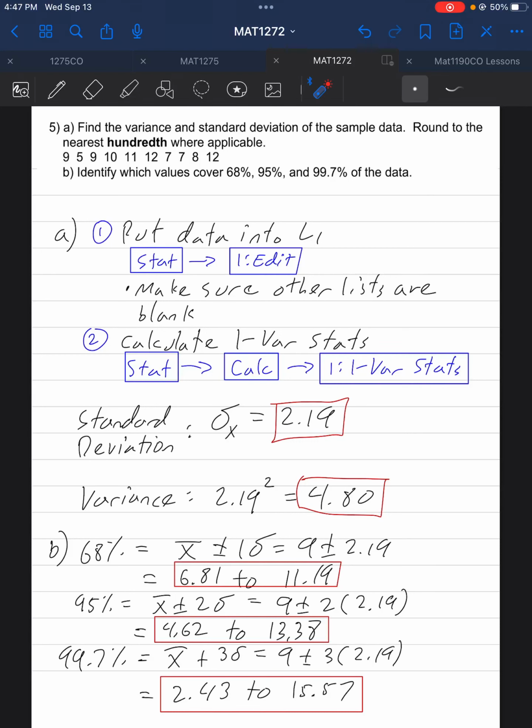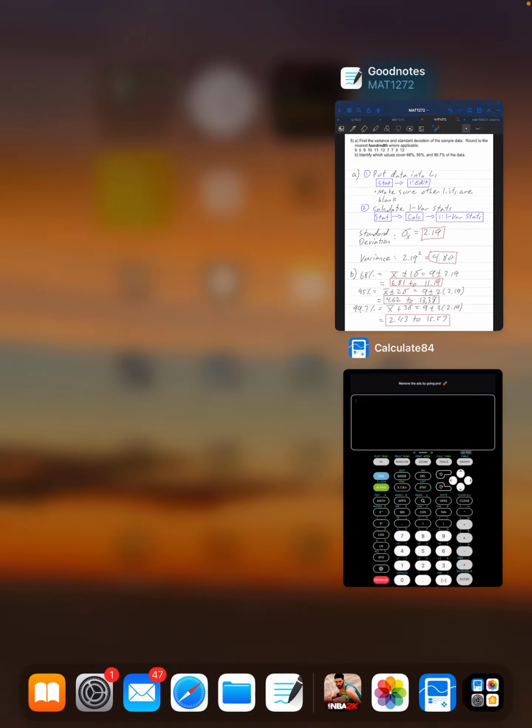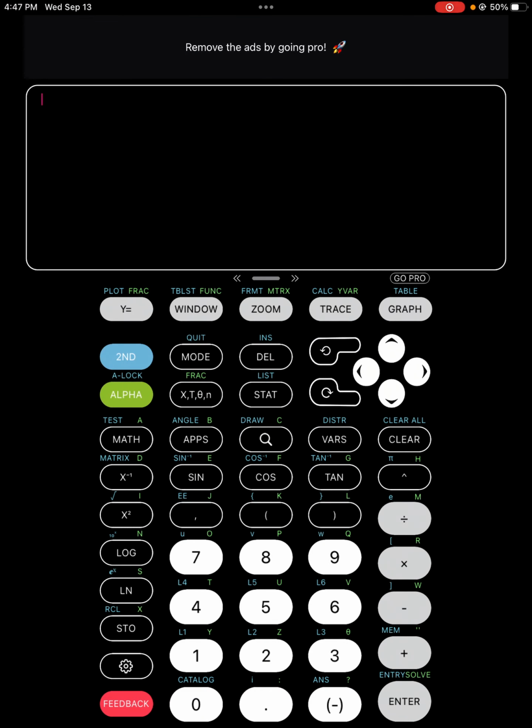Calculating a standard deviation of a sample data set. We have the data set here, so let's go ahead and put it into our list. We can use L1, make sure you clear it out. And then we'll calculate the one variable statistics.